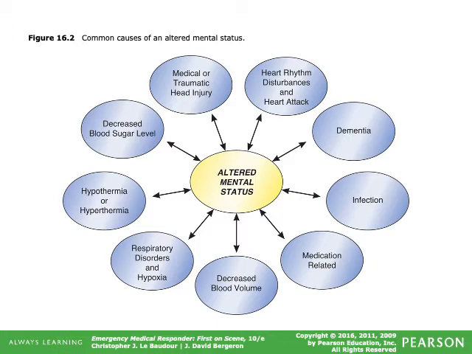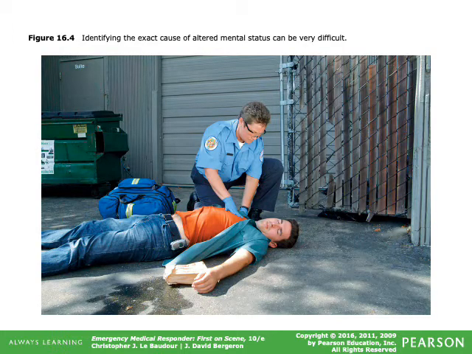Medical or traumatic head injury. This would relate to a stroke that's caused by a clot or some type of intracranial hemorrhage. All right, so identifying the exact cause of an altered mental status can be very difficult. This individual is assessing their patient. The reason it can be very difficult to determine is because they can't talk to you. Somebody that's alert and able to tell you what's going on is a much better historian than somebody that's completely unconscious.